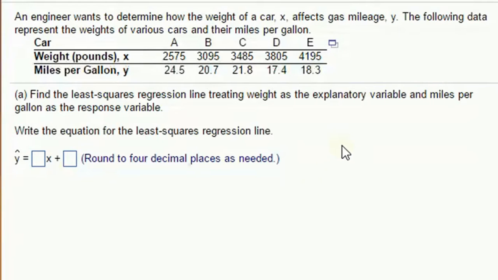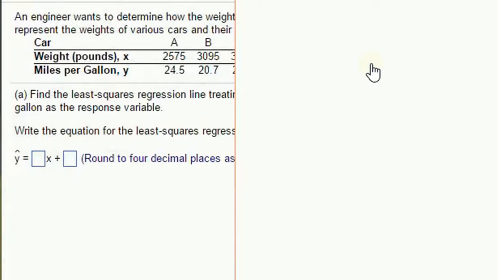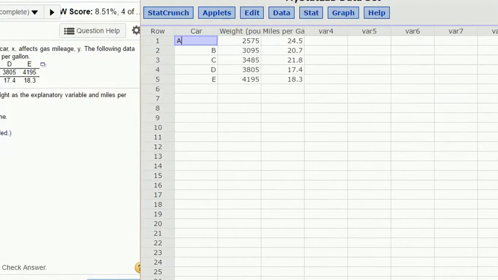Okay, new problem. We've got an engineer who wants to determine how the weight of a car affects gas mileage. The following data represents weights of various cars and their miles per gallon. Let's open this in StatCrunch. First thing we're going to do, just as before, is find the least squares regression line. That'll be the first task, and it involves the exact same procedure. We just go to the regression menu. I'm going to move it again. Go to Stat.